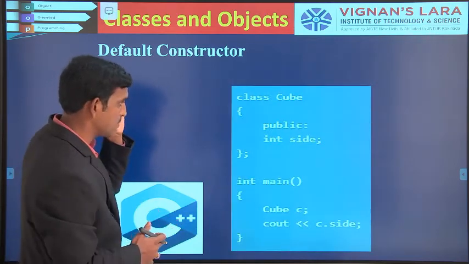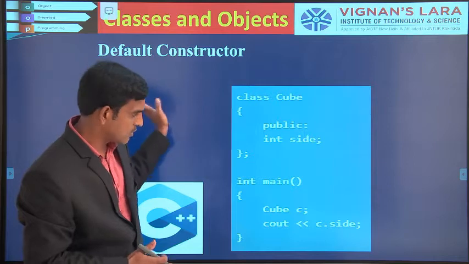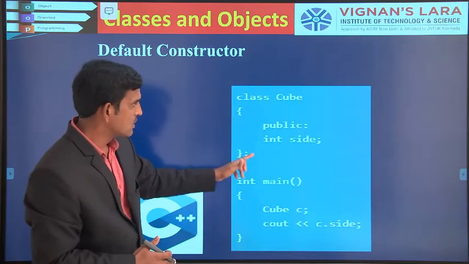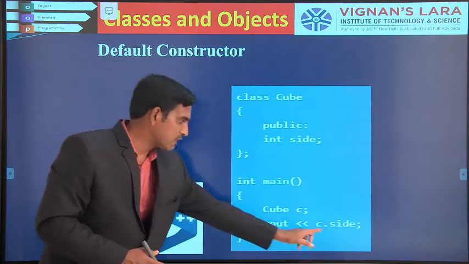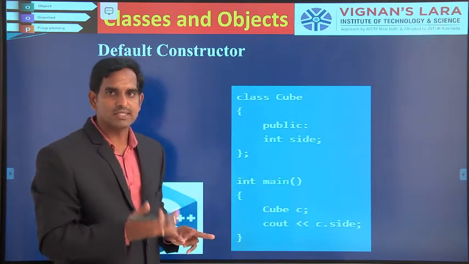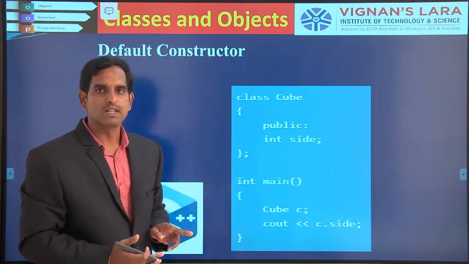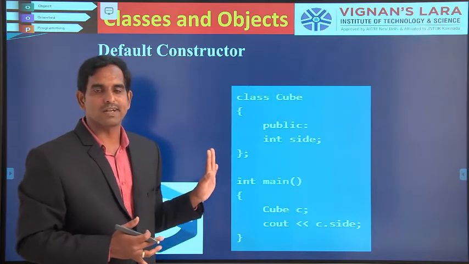If you see the example here, whatever I have written in the previous example, you will have the class, but you have not written any constructor. If I try to print the side, I will get a 0 value or random value. So this is regarding your default constructor.